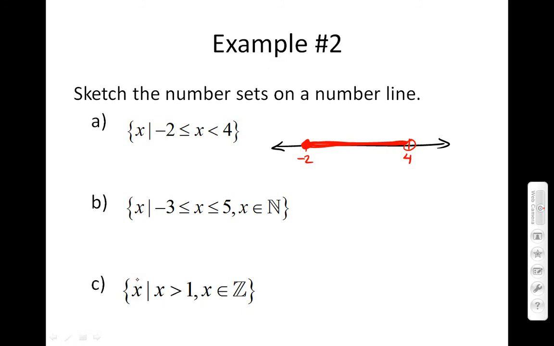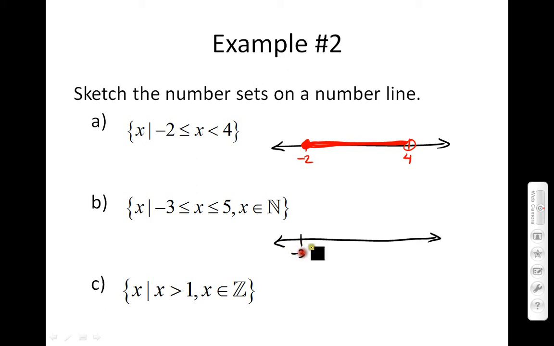All right, next example: x such that -3 is less than or equal to x, and x is less than or equal to 5, where x is a member of the natural number set. So we said that before.